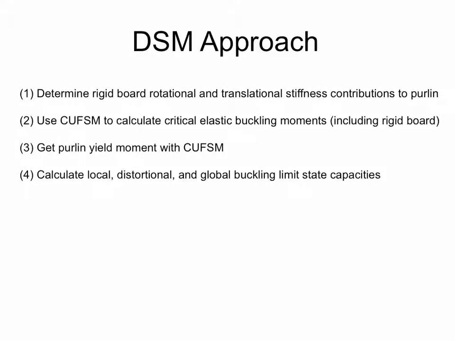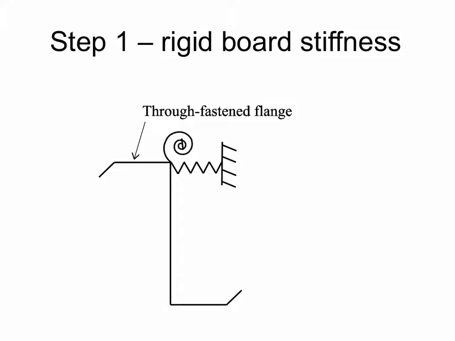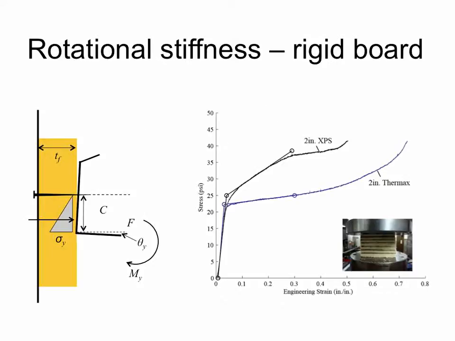Let me make sure that we have enough time here. All right, so the steps are here, and let's just get into it. This is what we're going to do. We need a rotational spring and a translational spring that we're going to attach here, and calculate the elastic buckling moments, including this.